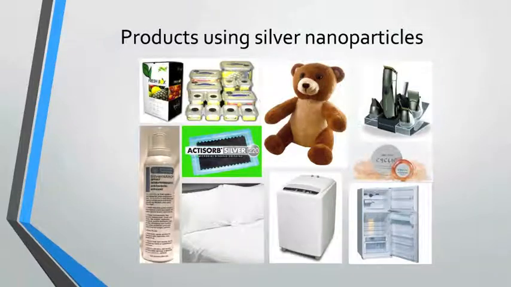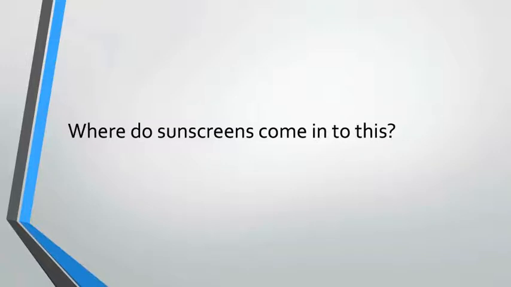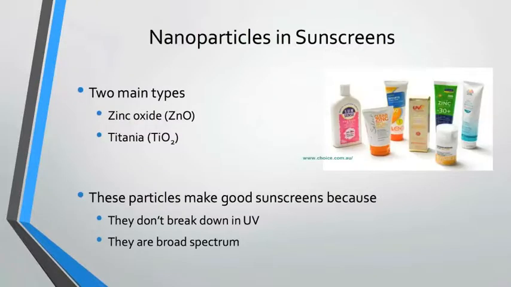All right, so where do sunscreens fit into all this? Let's get back on topic a little bit. We've established what nanoparticles are and aren't, so let's get back on topic. So sunscreens, the nanoparticles used in sunscreens come in two varieties. One of them is zinc oxide, and one of them is titanium.